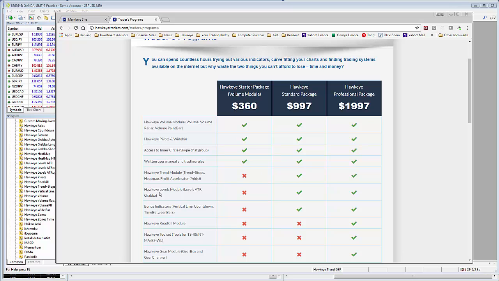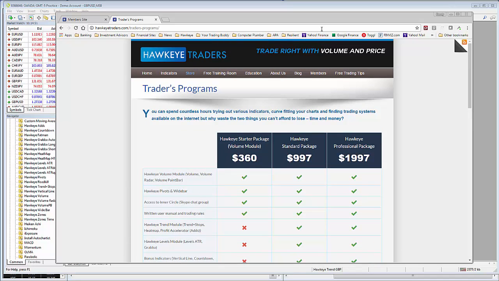It also comes with the Hawkeye levels module, which includes the Hawkeye levels ATR, the Hawkeye Grabba, the trend module, which includes the trend and stops, the heat map, and the profit accelerator, which is the ads routine for the longer term traders. And of course, all the bonus indicators, the vertical line, the countdown, time between bars, in addition to the full volume module. If you already own the volume module, then we'll give you credit for what you paid for your volume module towards the standard package purchase. That way you'll get a direct upgrade into the standard package. That way you'll be able to follow the three-step entry method that we just showed you.